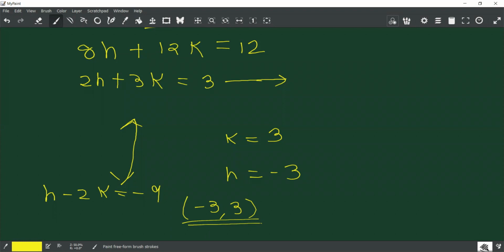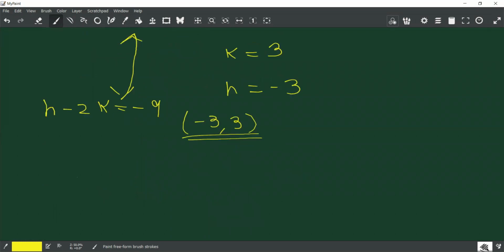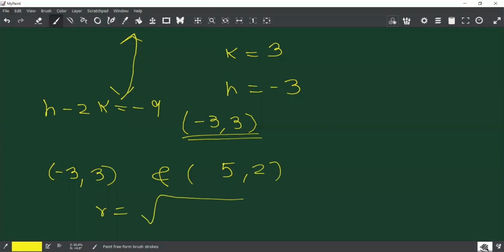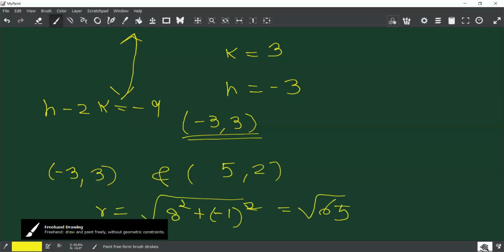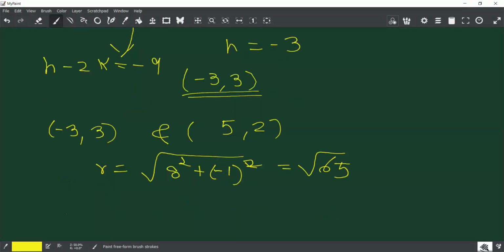Great. So this is the center, and how to get the radius? The distance between -3, 3 and कोई भी एक point ले लो, 5, 2 भी ले सकते हो. So the radius will give you root of 5 minus -3, that is 8 square, plus 2 minus 3, that is -1 square. So it's going to be root 65 units. Correct? So the equation becomes x plus 3.